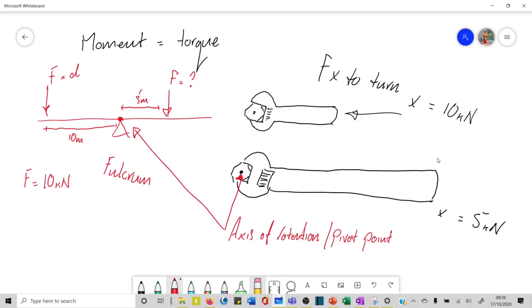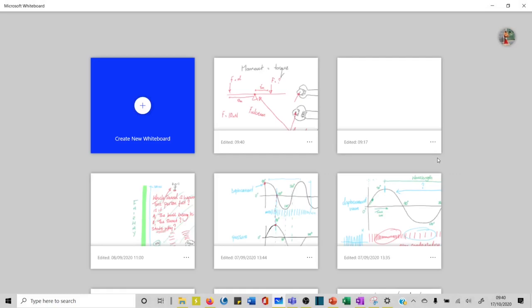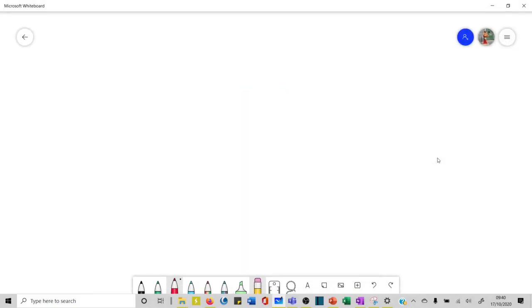So you get the idea with the spanner. It's twice the distance, so we've got more torque. We've got more moment through the axis of rotation at this point here, at the center of the nut. The same again here. This is the point at which the rotation is going to happen. Okay, let's take another blank page. I might come back to that shortly.